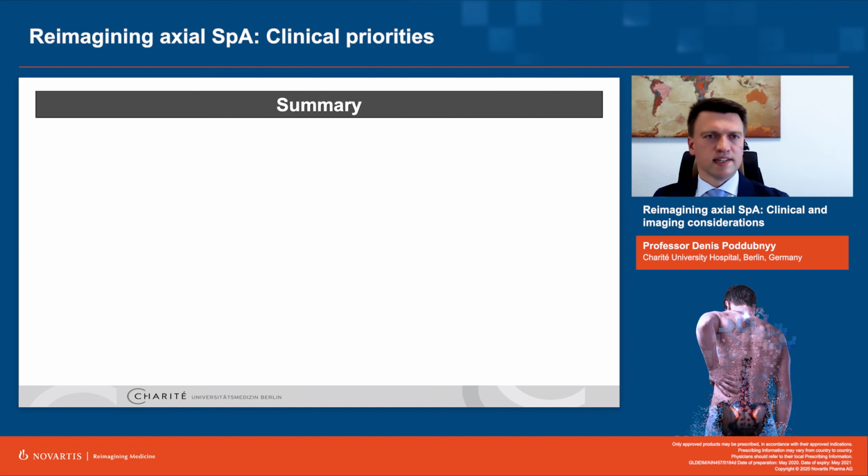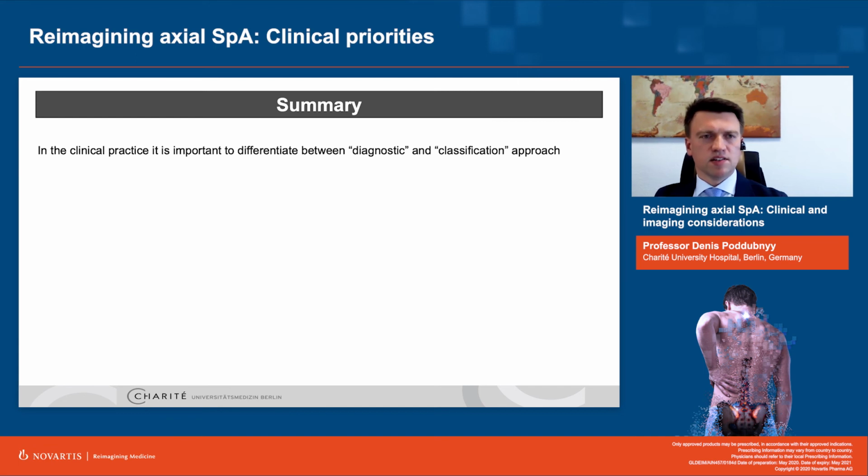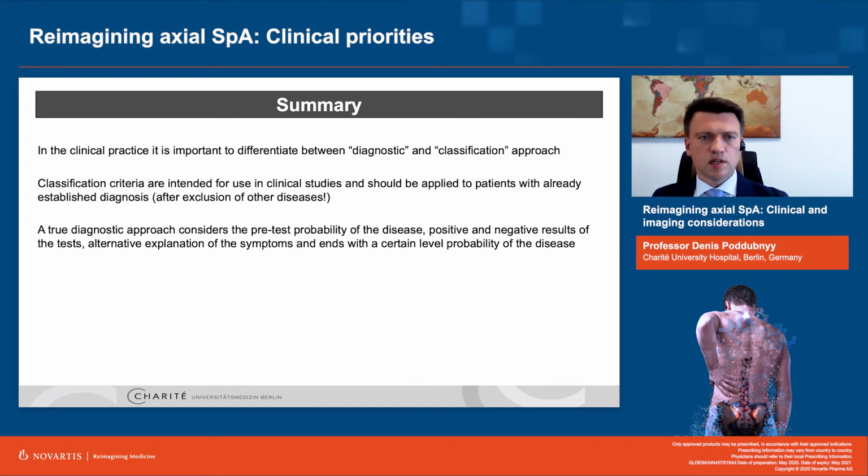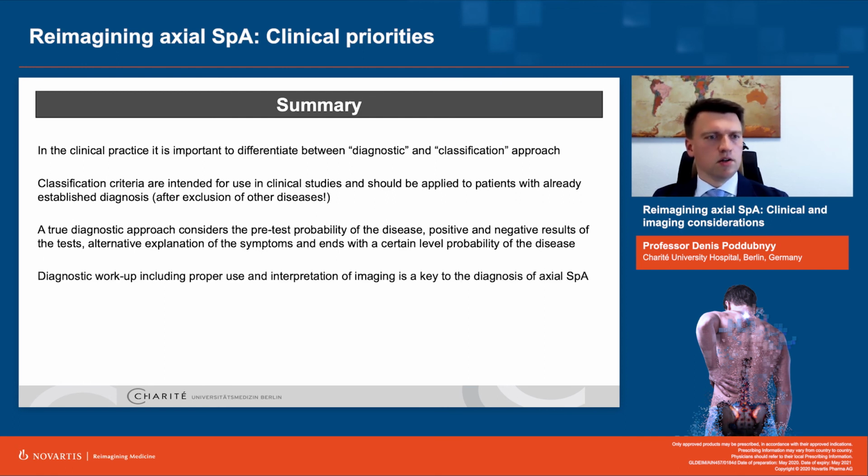So I summarize at this time point: in clinical practice, it is really important to differentiate between diagnostic and classification approaches. Classification criteria are intended for use in clinical studies and should be applied to patients with an already established diagnosis after exclusion of other diseases. The true diagnostic approach considers the pretest probability of the disease, positive and negative results of the tests, also potential other explanations of symptoms, and ends with a certain level of probability of the disease, while with the classification criteria we have a yes or no answer.